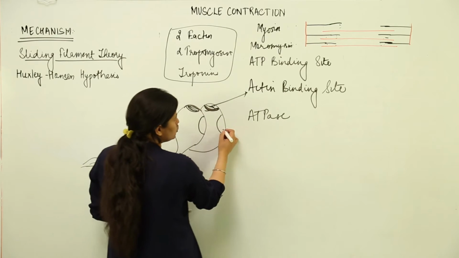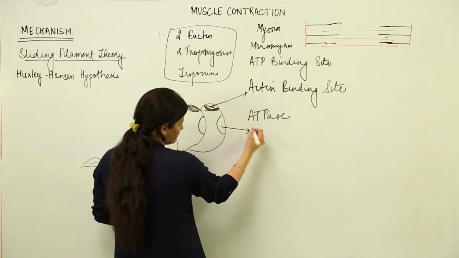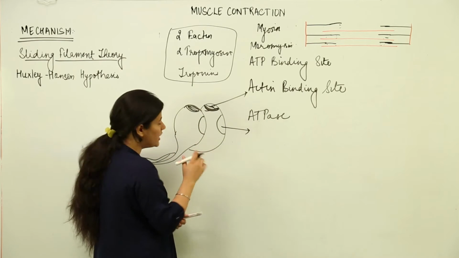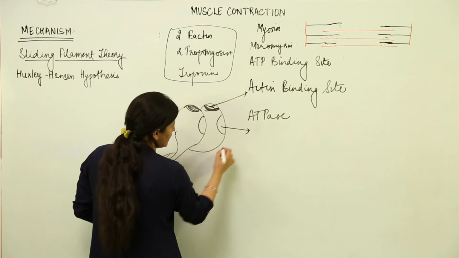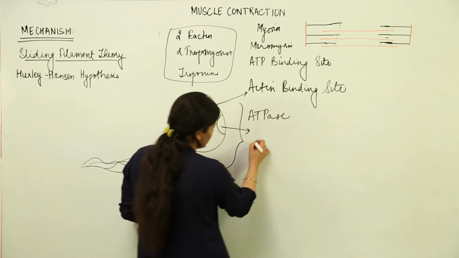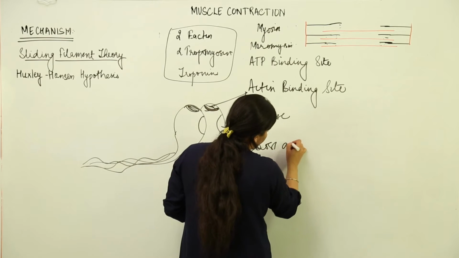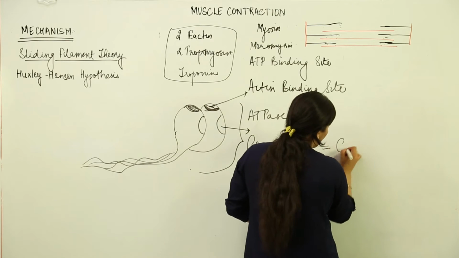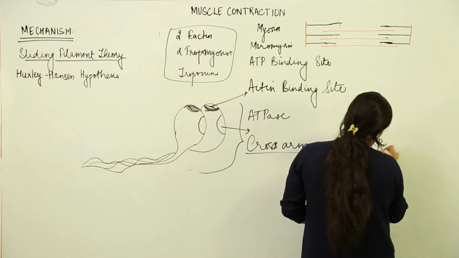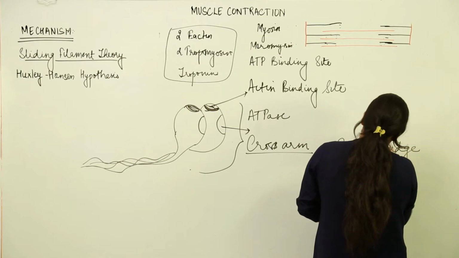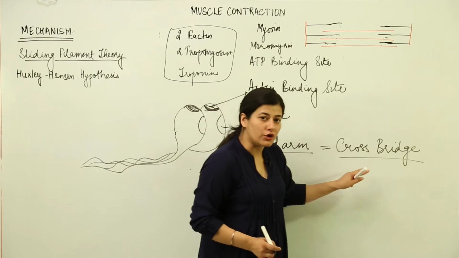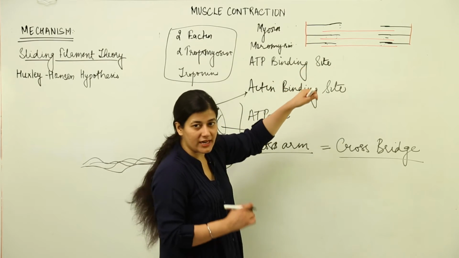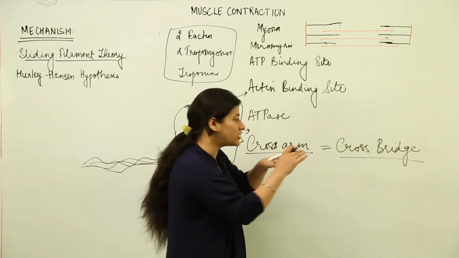This happens to be the ATPase site, where ATPase is present and ATP is also present, and this entire part is known as the cross arm. Now this cross arm is going to form a cross bridge, another aspect of muscle contraction. The cross bridge that would be formed between myosin and actin filaments, and because of this cross bridge the contraction comes into being.